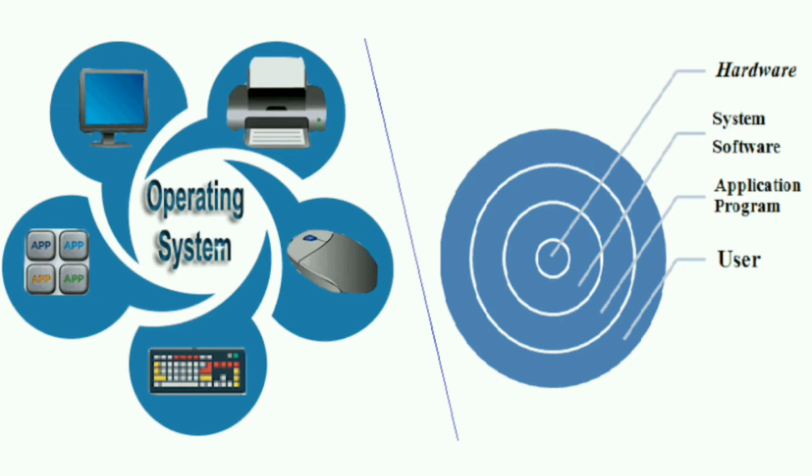So some of the examples of the operating system would be Windows XP, Windows 10, Windows 2010, or Linux, Unix. So Linux, Unix, all these are some of the examples of the operating system.